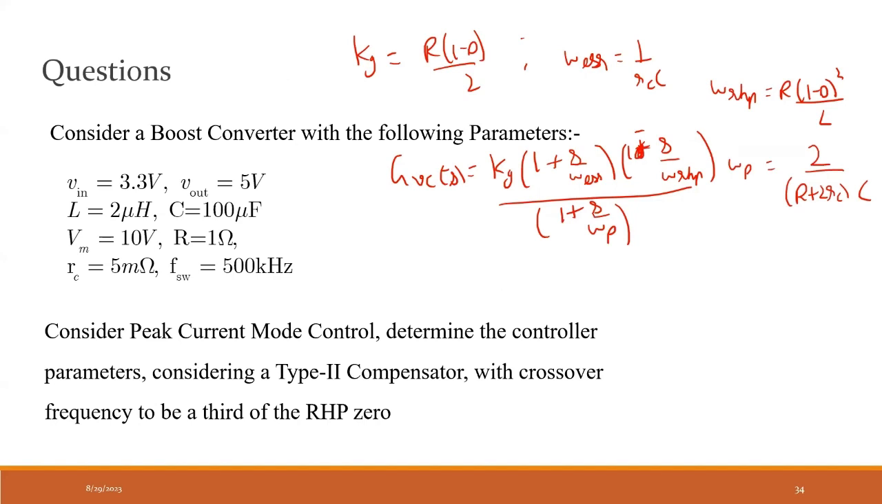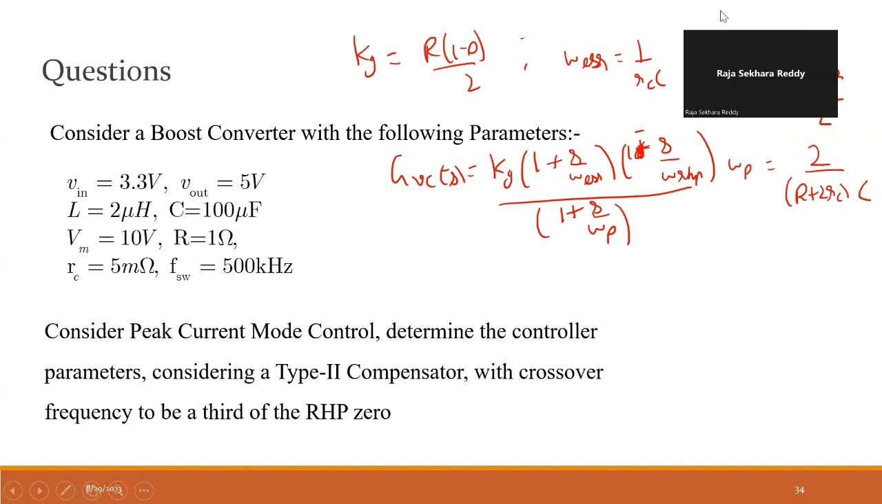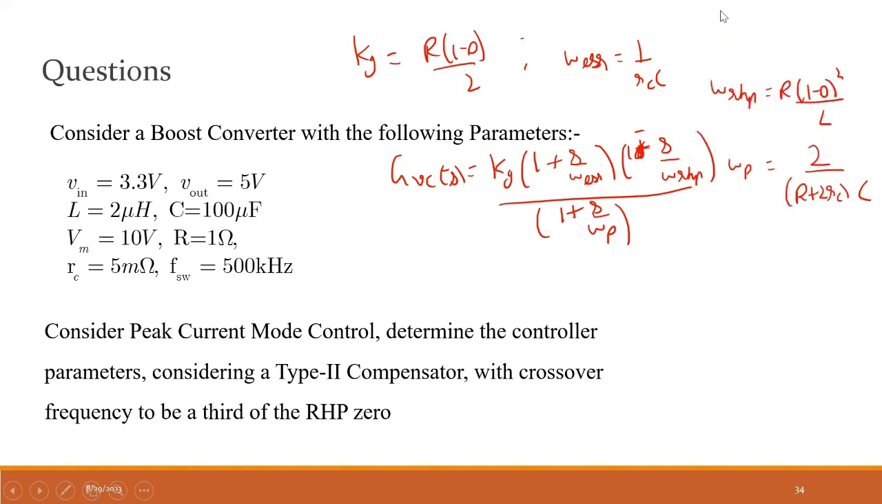So what will be the first step? Finding the duty ratio. Yes, 0.34. Duty ratio is 0.3. Okay, correct. Then Kg. You got 0.33, correct?